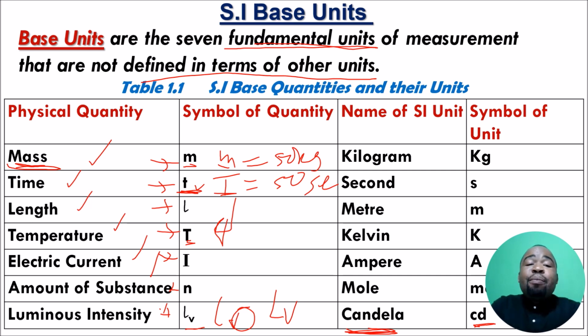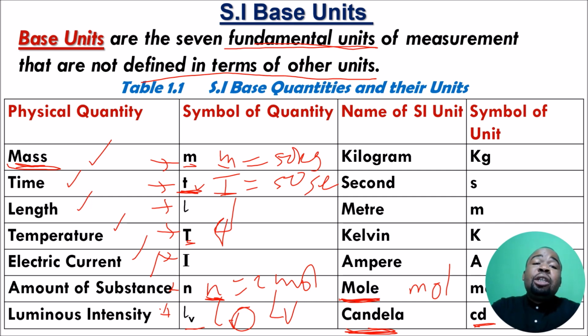We also have amount of substance. So you can say the amount of substance n is 2 moles. The symbol for amount of substance is n, and amount of substance is measured in moles. Now the symbol for moles is mol, a mole. Just remove the e from the name.